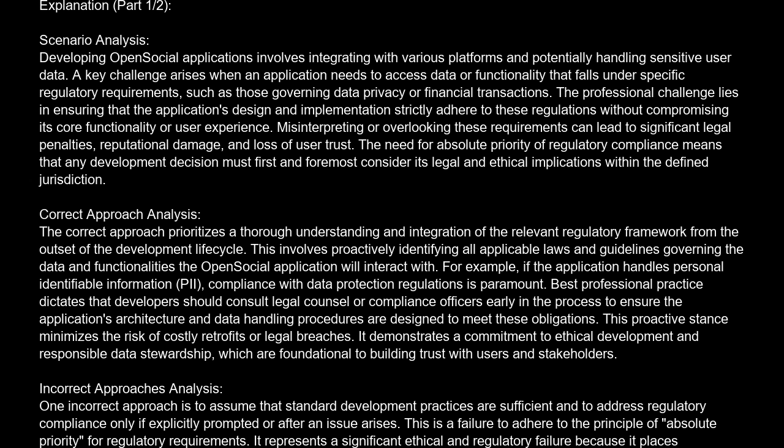stakeholders. Incorrect approaches analysis. One incorrect approach is to assume that standard development practices are sufficient and to address regulatory compliance only if explicitly prompted or after an issue arises. This is a failure to adhere to the principle of absolute priority for regulatory requirements. It represents a significant ethical and regulatory failure because it places functionality and speed of development above legal obligations, potentially exposing the organization to fines and legal action for noncompliance with data privacy laws or other relevant statutes.